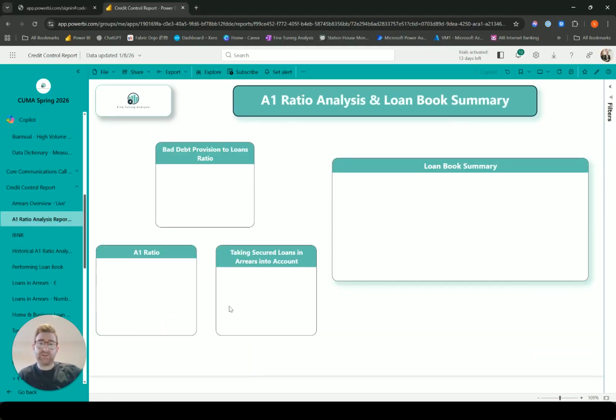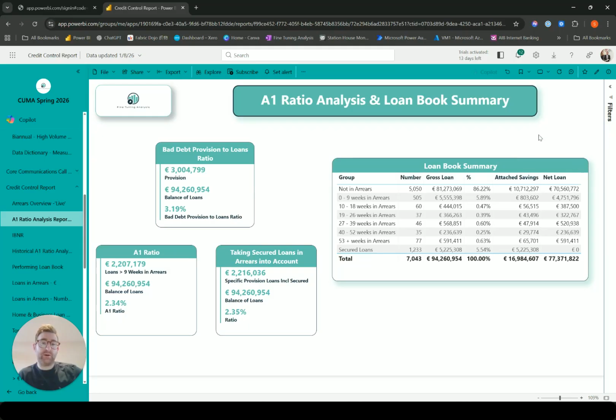We come to the next page with a little bit more detail on what we were looking at. Again, a little breakout here: the attached savings, the net loan, the number again, broken out by each category. And we also have the bad debt ratio, the A1 ratio, and taking secured loans into account. The main focus for credit unions in Ireland in particular is the A1 ratio. So the loans that are greater than 9 weeks in arrears, what is the percentage of that of your loan book? And you can see here it is 2.34%.